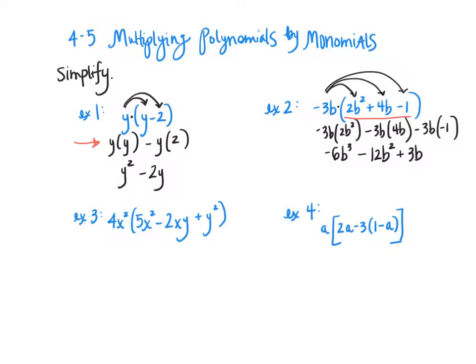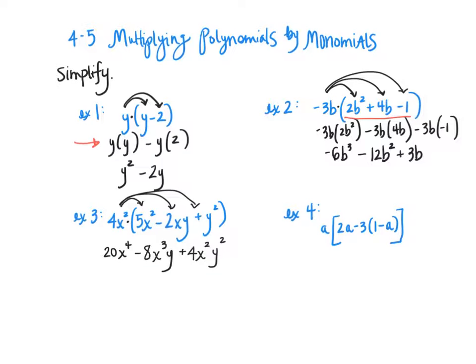All right, looking at example 3, I'll probably stop writing that step where I actually write it out, but if you need to write it out, write it out. So we're doing 4x squared times 5x squared, which is 20x to the fourth. And then we've got 4x squared times that minus 2xy, or you can think of it as plus a negative. But you're going to get minus 8x to the third y. And then when I distribute that 4x squared to that last term in the parentheses, I'm going to get a positive 4x squared y squared.